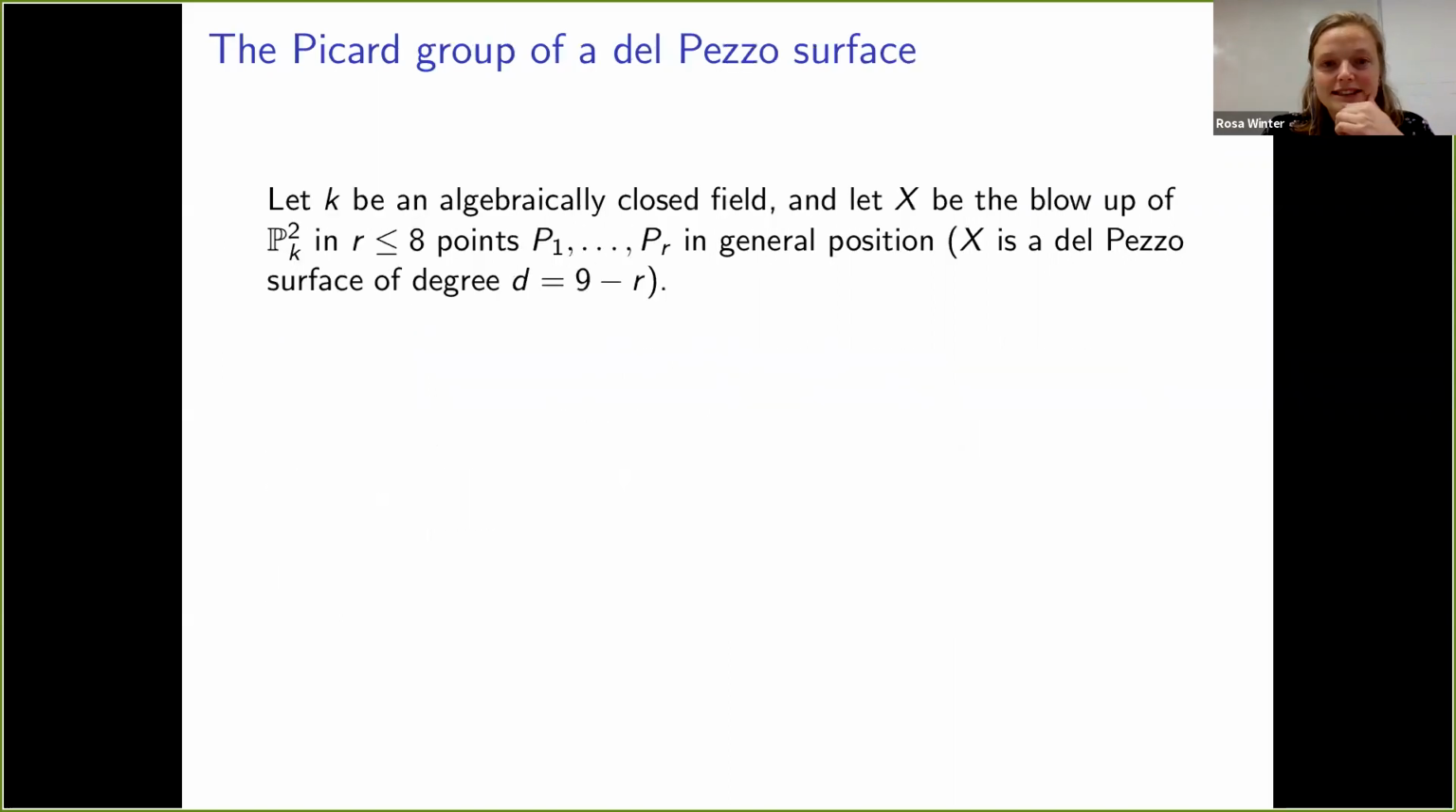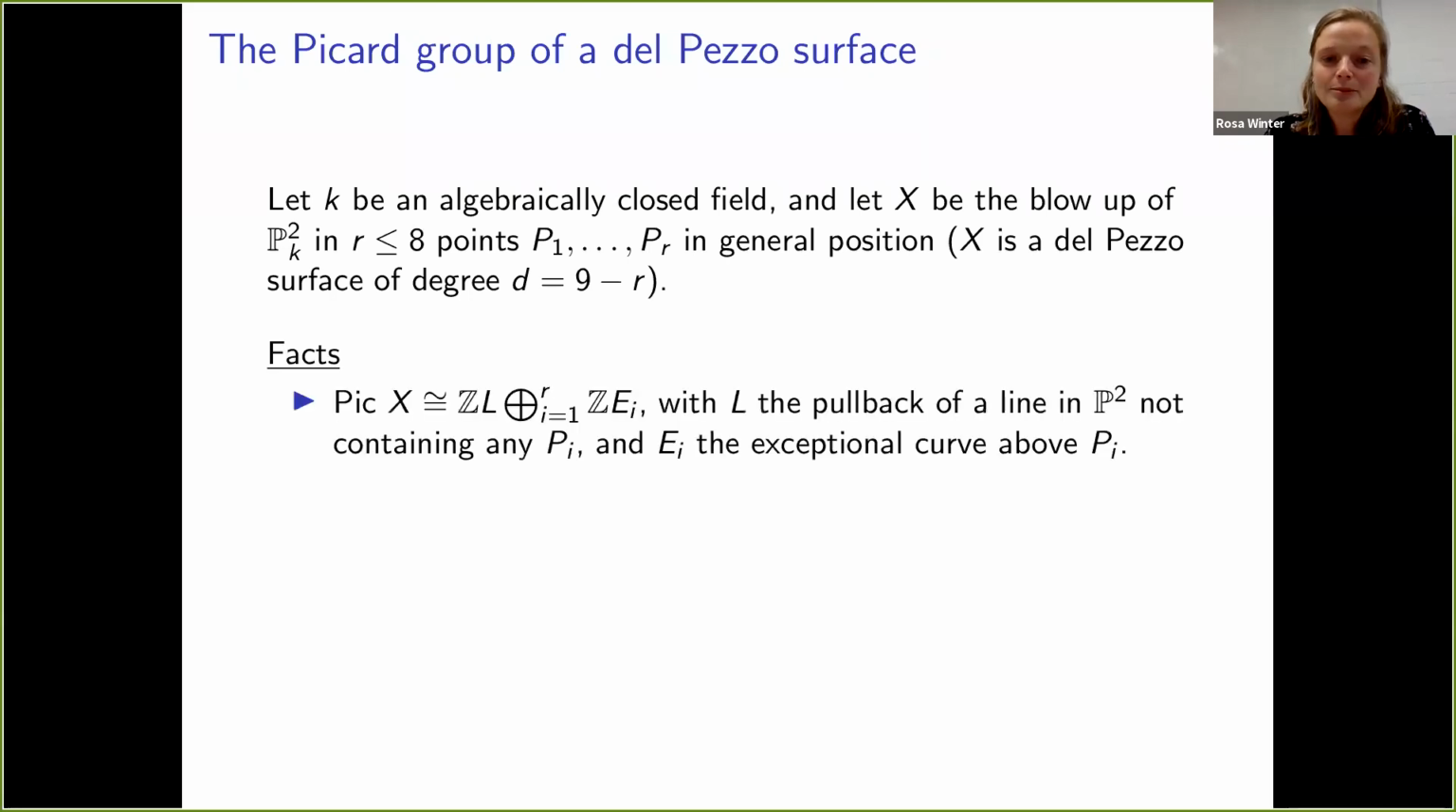And that's very nice, because this gives us a really easy description of the Picard group of the del Pezzo surface. So again, we take an algebraically closed field, and we let X be the blow-up of the plane in at most 8 points in general position. So X is now a del Pezzo surface by the previous theorem. But we exclude the weird case of degree 8, the product of 2 lines.